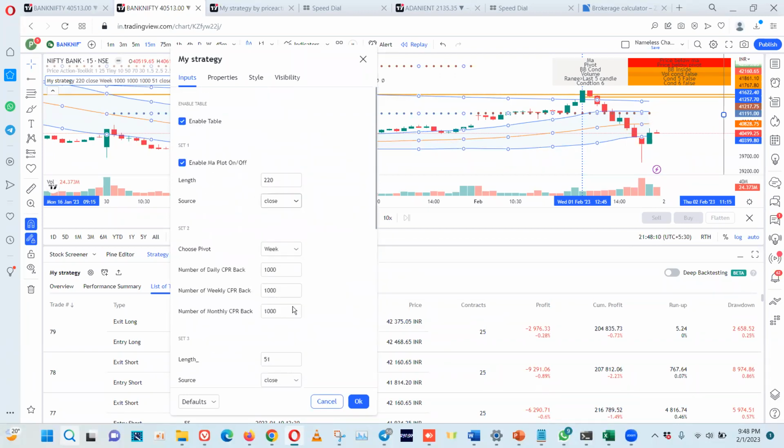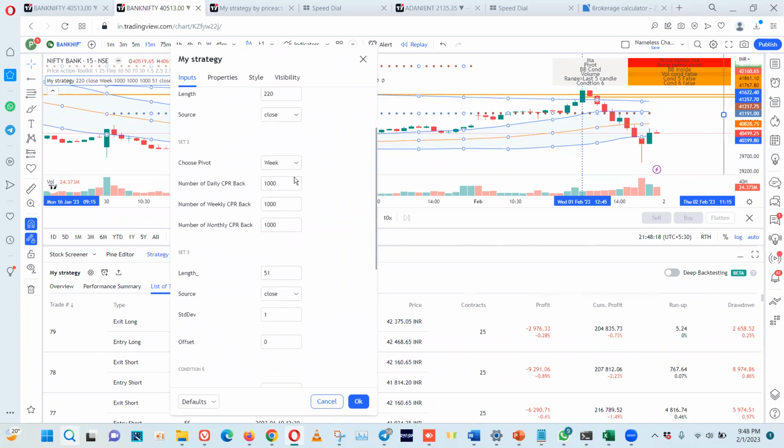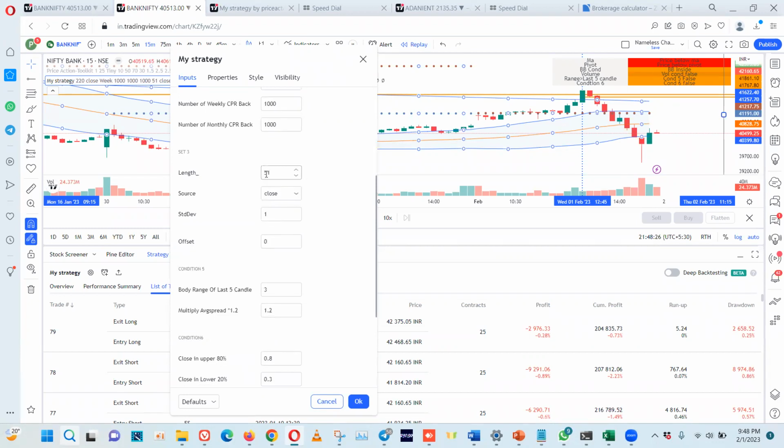So this way you have to make the changes in length. If you want, you can change the source also. You can check what happens with that. Then pivot, changing these numbers will not affect the results anyway. These results can change with the length change, source change, standard deviation change. Don't change the offset. So that will not be useful.